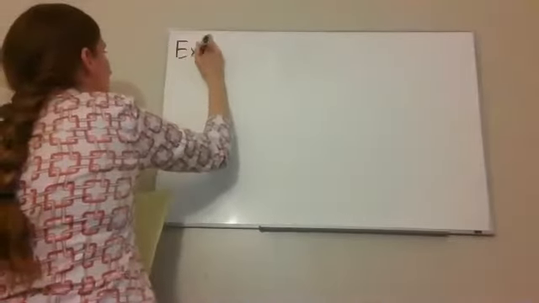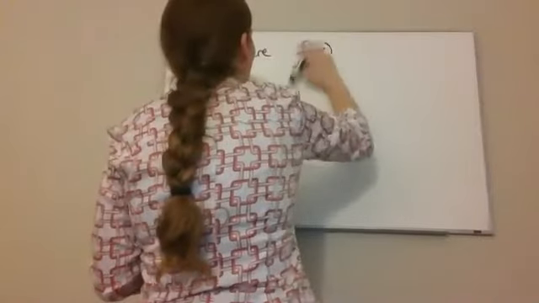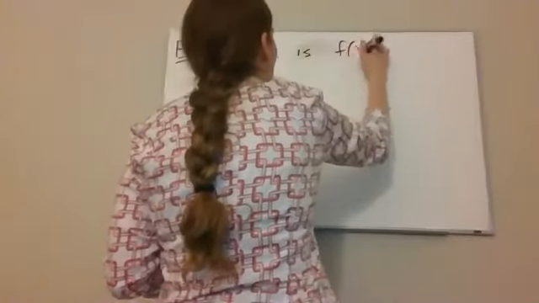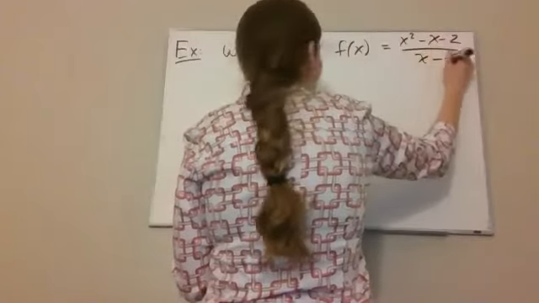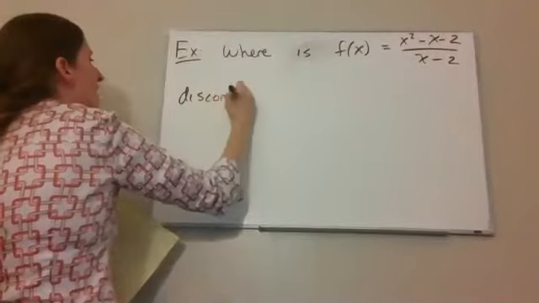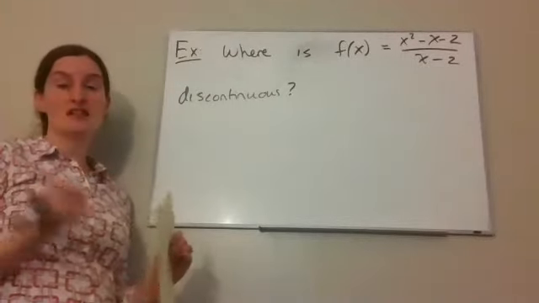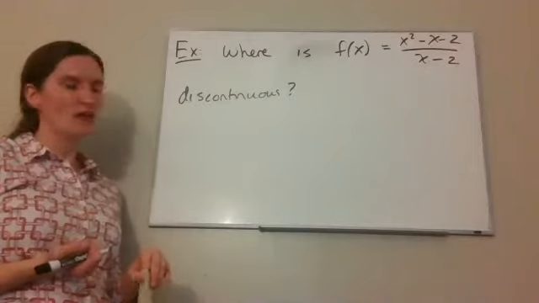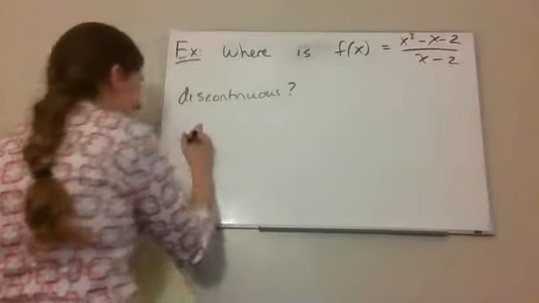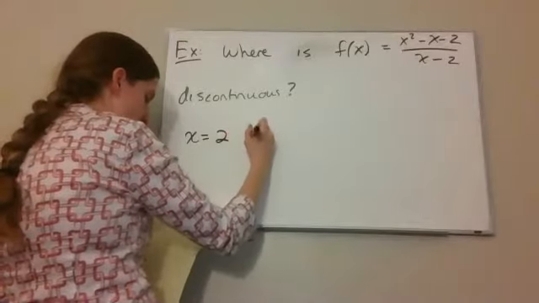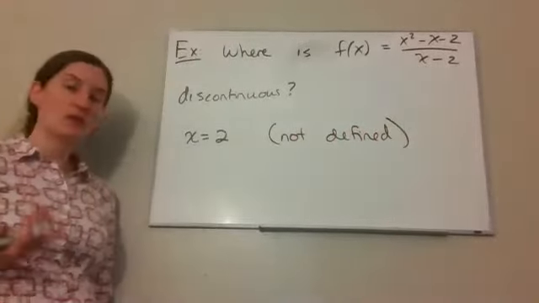So first example. Let's just find where this function is discontinuous. f of x is x squared minus x minus 2, divided by x minus 2. Where is this function discontinuous? Well, a function is discontinuous where it's not continuous. On this particular function, the only value that causes problems for us is x equals 2. That's where we have something that's undefined. All other values, it's continuous for.